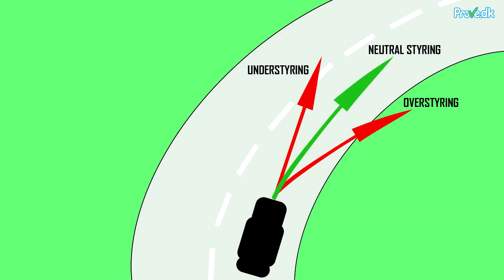In case the vehicle skids to the outer side in a bend and makes a larger angle than it should be, we call this understeer. In case the vehicle skids towards the inside of the bend and makes a sharper angle than it should be, then it is a matter of oversteer.